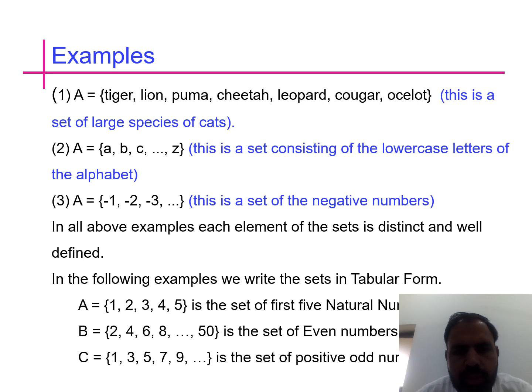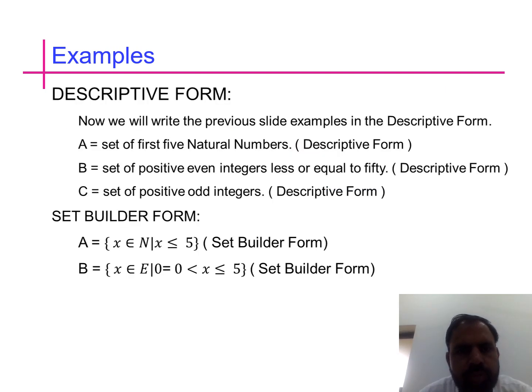In the following examples, we write the sets in tabular form. The set A equal to 1, 2, 3, 4, 5 is the set of the first 5 natural numbers. B is a set of the first 50 even numbers, and C is a set of positive odd numbers. We can write all these sets in tabular form and descriptive form.